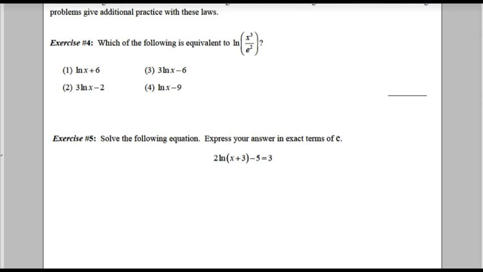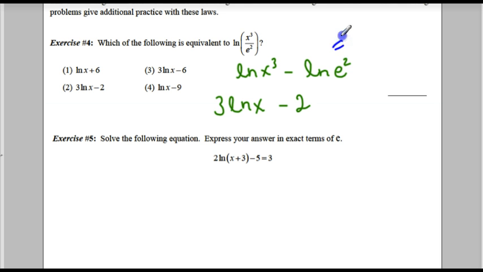Remember, this is division. Whenever I see a division sign, I know it's going to be subtraction. So this is ln of x to the third, take away ln of e squared. Now we're going to use the power rule. 3 comes in front: 3 ln of x minus, what does this give you? This actually gives you 2, because we just said this is the same thing as the log base e of e to the second, and whatever my exponent is, that's what it is. So this is actually choice number 2.